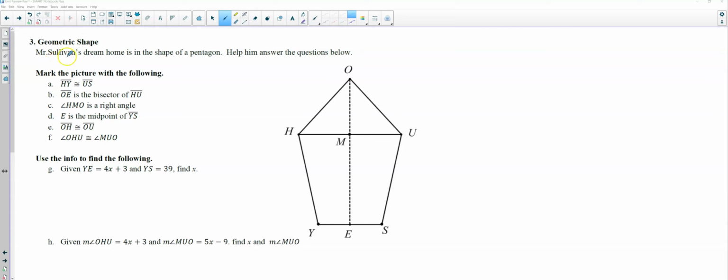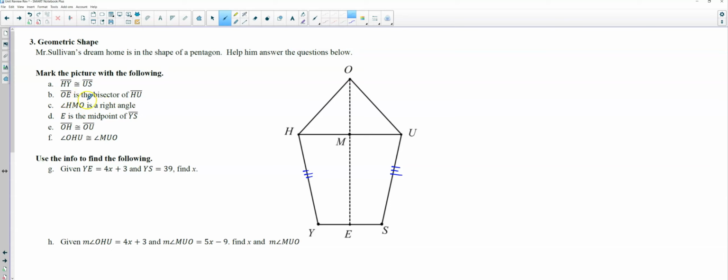We got one more. Geometric shape. Mr. Sullivan's dream home is in the shape of a pentagon. Help him answer the questions below. Mark the pictures with the following. Segment HY, so we look for segment HY right here, is congruent to segment US. So I'm just going to put 3 marks because that's pretty long, and 3 marks here. So these 2 segments are congruent.